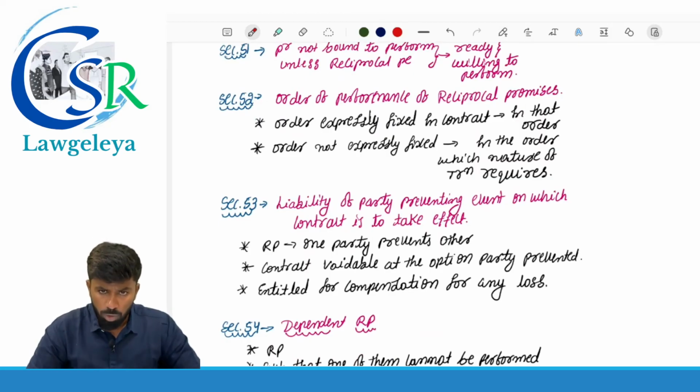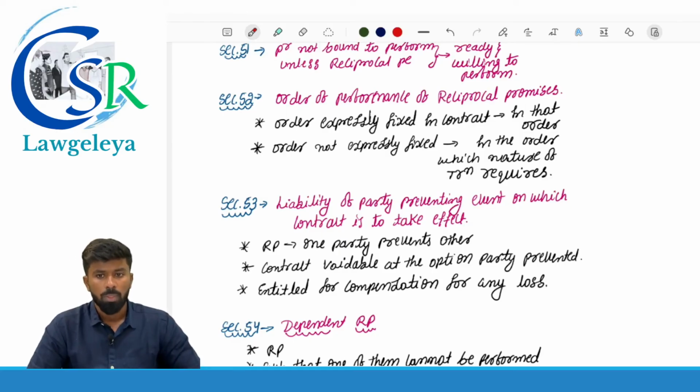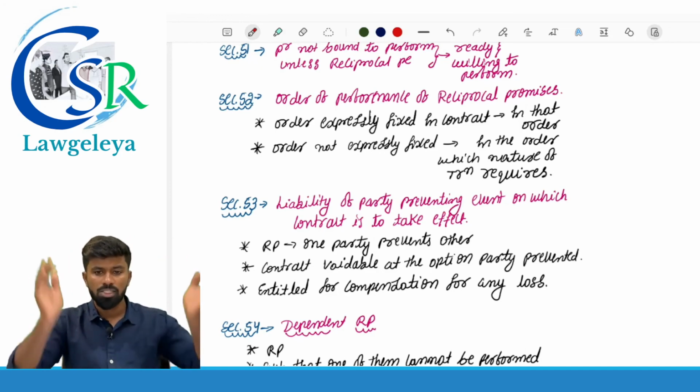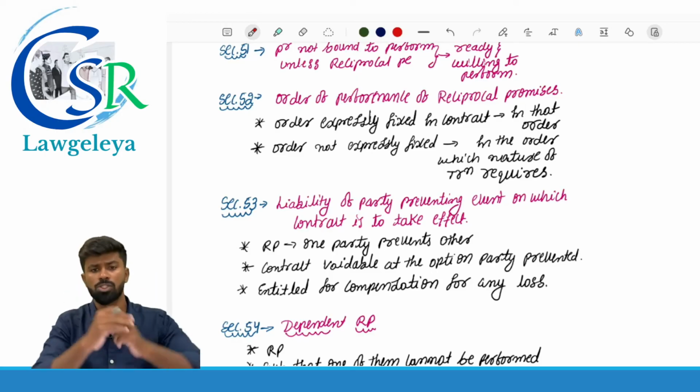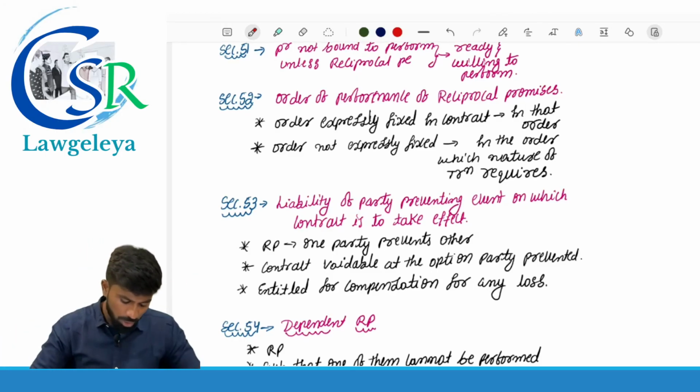The reciprocal promises are to be performed in the order fixed in the contract. If the order is not fixed expressly, then in the order which the nature of the transaction requires. I have discussed many examples for this. If the order is fixed, in the fixed order. If it is not fixed, then in the order which the nature of the transaction requires.